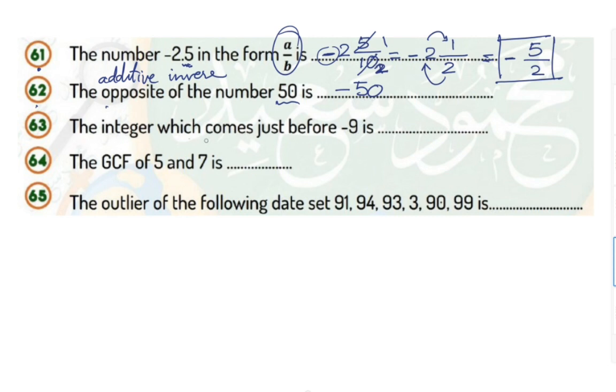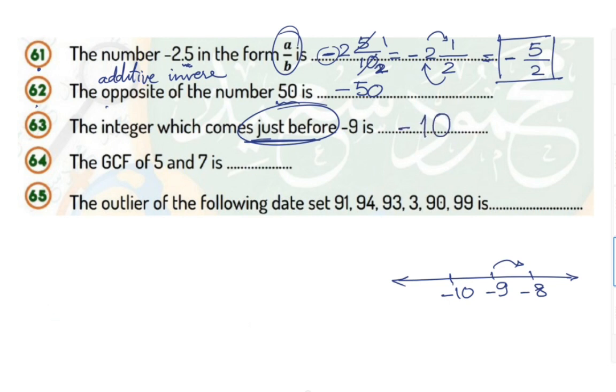The integer which comes just before, we have just after and just before. Just after to the right, just before to the left. So on the number line, we have negative 9. If he said just after to the right, negative 8, just before negative 9. Okay, here he asks just before, so negative 10.